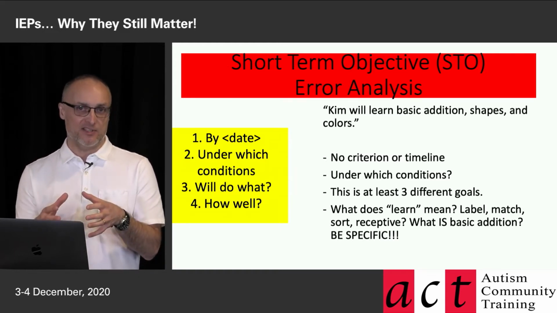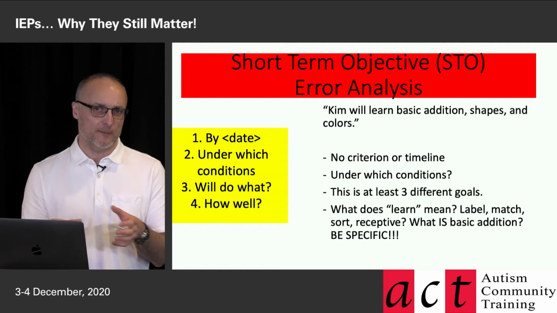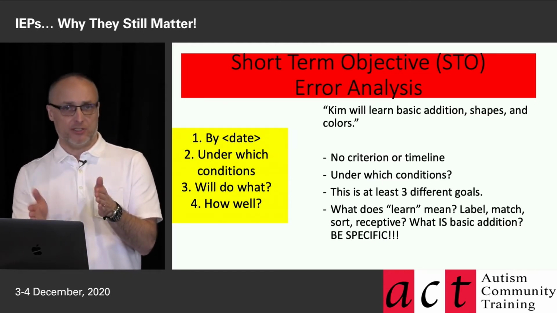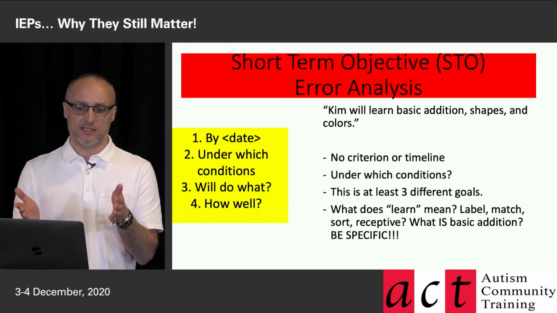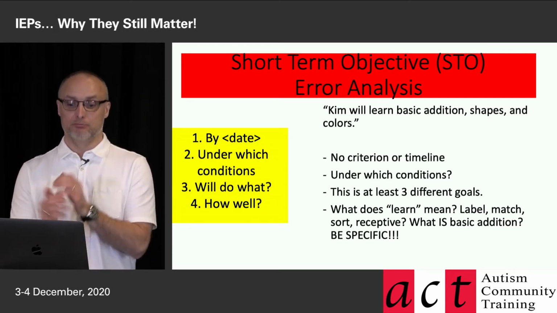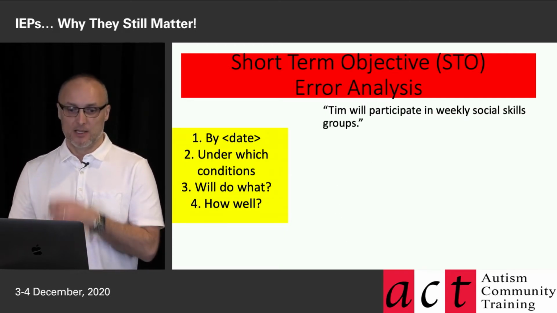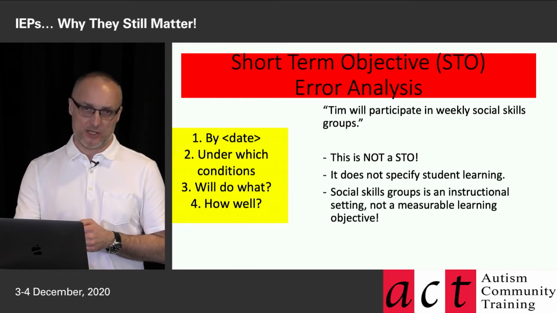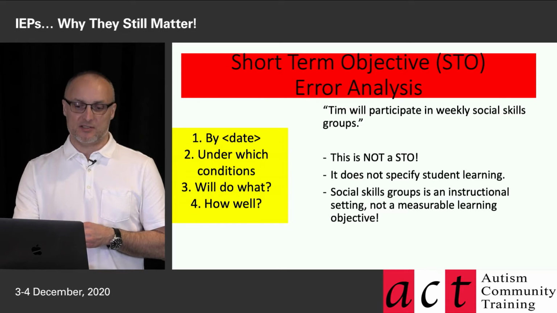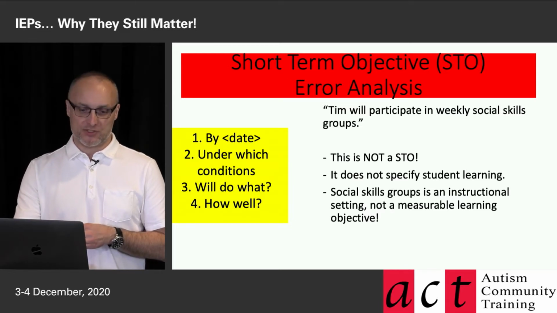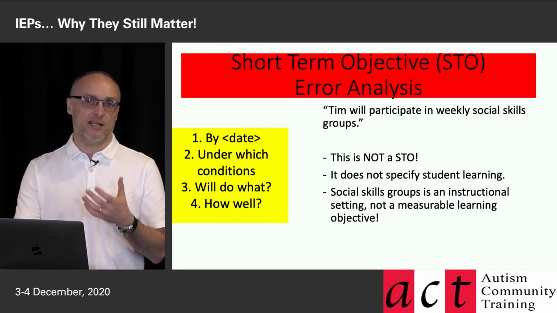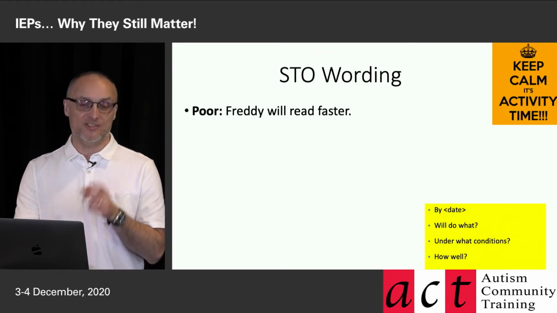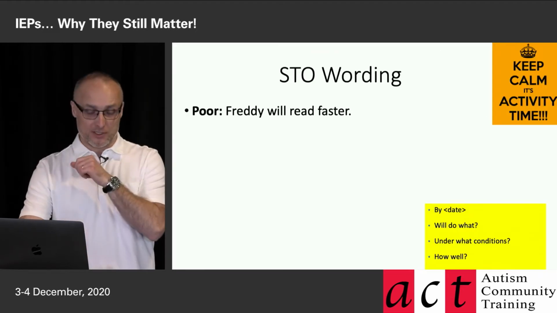It is lacking specificity. And what is basic addition? Is basic addition adding 1 plus 1? Is it adding single digit plus single digit? Or are we getting into double digits? Be specific. Be specific. Tim will participate in weekly social skills groups. This is not a short-term objective. Right? This does not specify his learning. Social skills, as I mentioned earlier, is a context unto itself, right? But you can come up with really good short-term objectives in social skills.